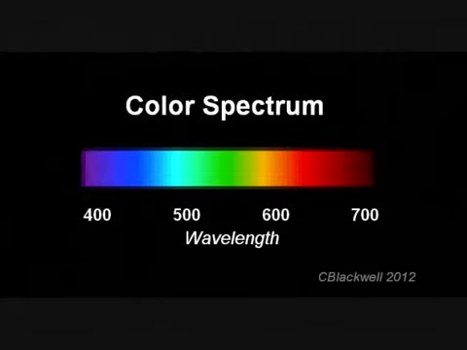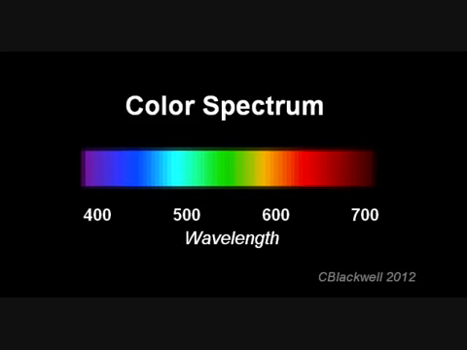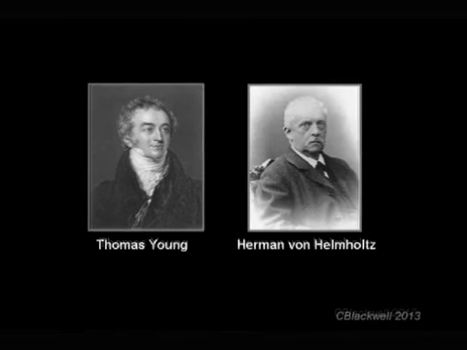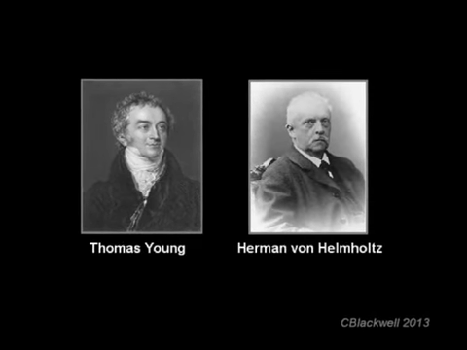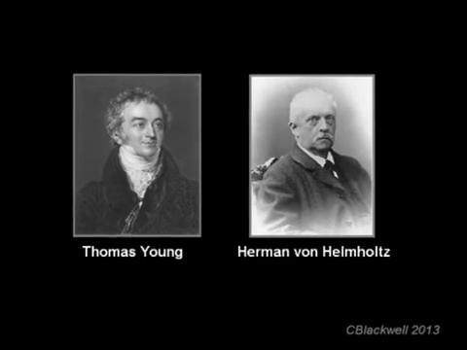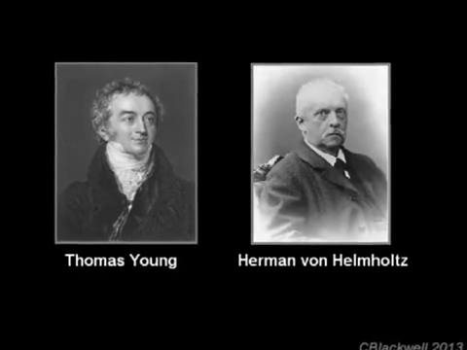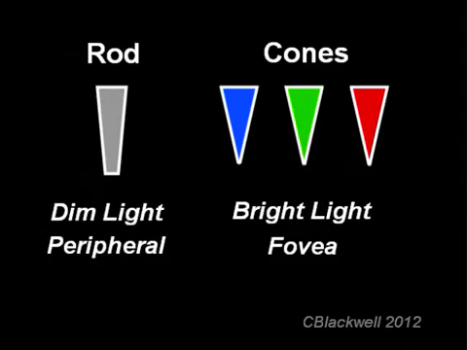Estimates of the total number of colors we can distinguish range into the millions. How do you sense such a wide range of colors? Historically, in the early 1800s, Thomas Young and later Hermann von Helmholtz realized your eye could not possibly hold a receptor for each color and have them all spread throughout the retina. They theorized that all colors could be perceived by a combination of just 3 receptors, 1 red, 1 green, and 1 blue, which much later were identified as the cones.